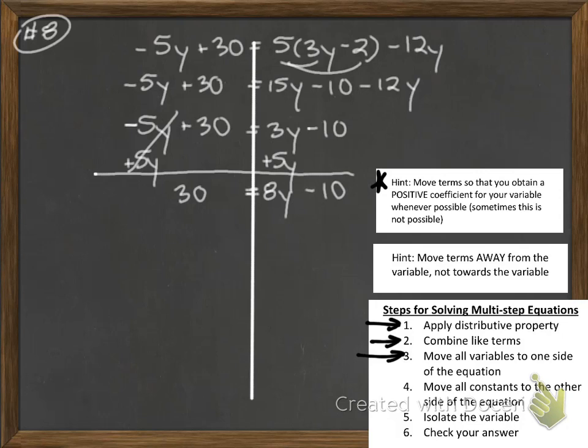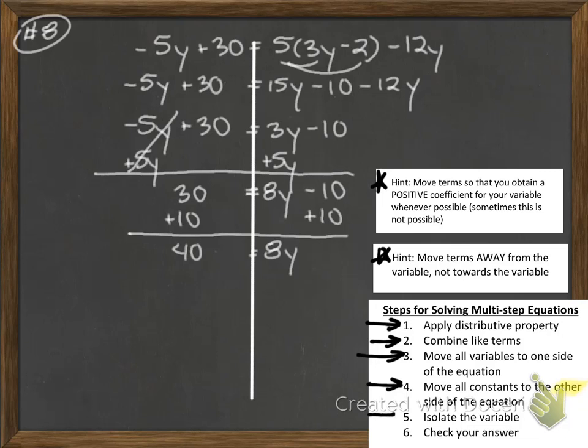Okay, so then it says to move all constants to the other side of the equation, and remember, other side means the side that the variable is not on. So, again, my hint is to move terms away from the variable, not towards the variable. So that means that since I have this minus 10 right here next to the 8y, I want to get rid of him. He needs to go away because my goal is always, always, always to isolate the variable, to get the variable all by itself on one side of the equation. So if I add 10 to both sides, I get 40 equals 8y.